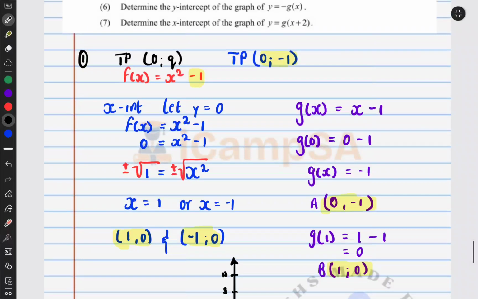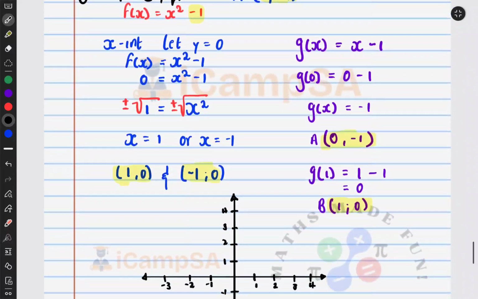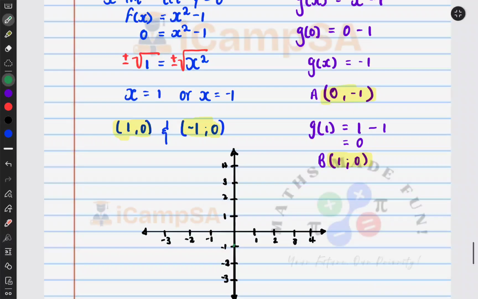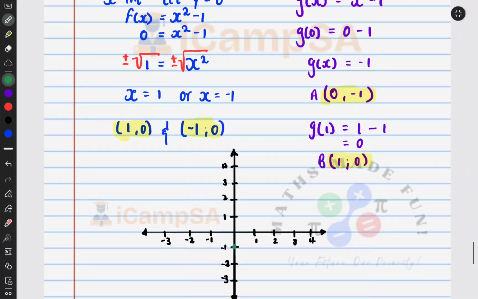Yes. Okay, let's start by sketching the parabola. We have the first point at (0, −1), and then we have (−1, 0) here, and (1, 0), and then we can sketch the function. It's going to be of this nature. We shift it down a bit. That's our parabola right there. This is the function f. We can label it.